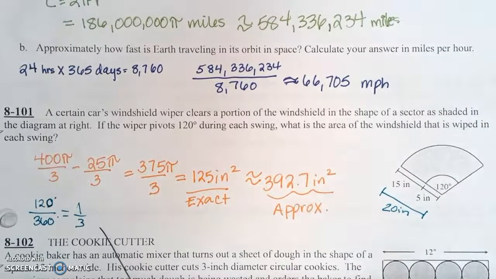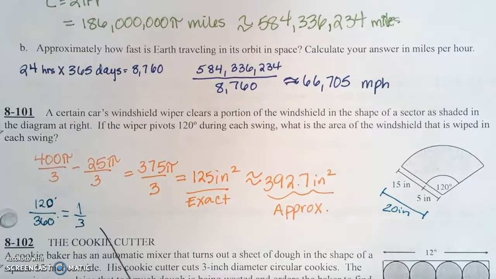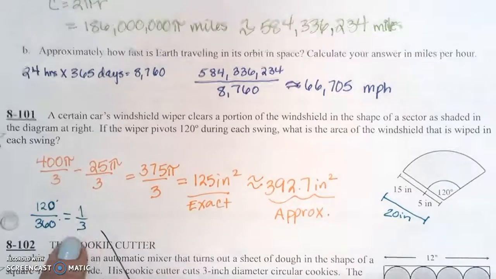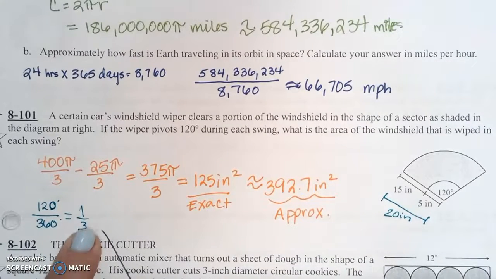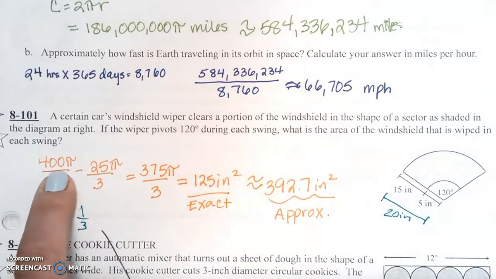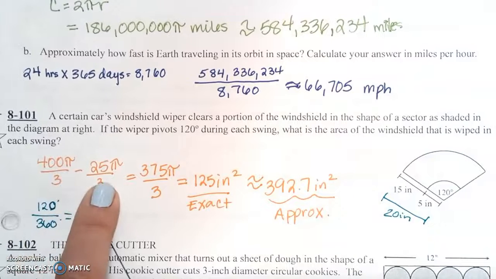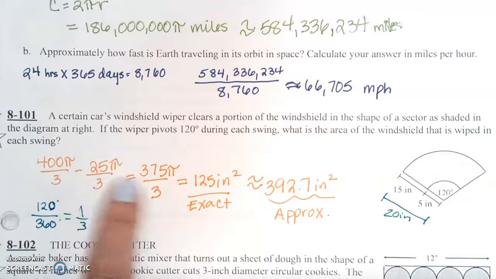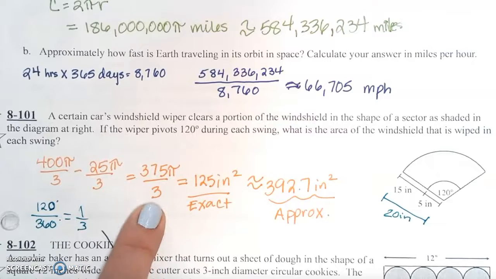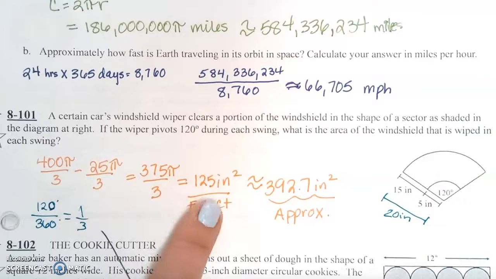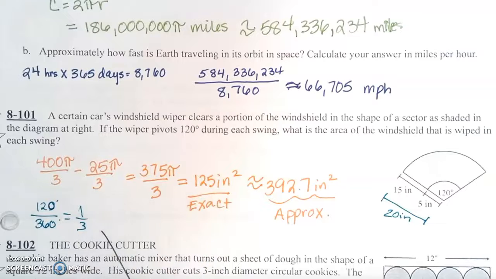Okay? But it doesn't go a full 360 degree circle, right? It only goes 120 degrees out of 360, which reduces to 1/3. Okay, so we are going to divide that by 3 and divide that by 3. And then when we subtract it, we get 375 pi over 3. 3 happens to go in there 125 times.